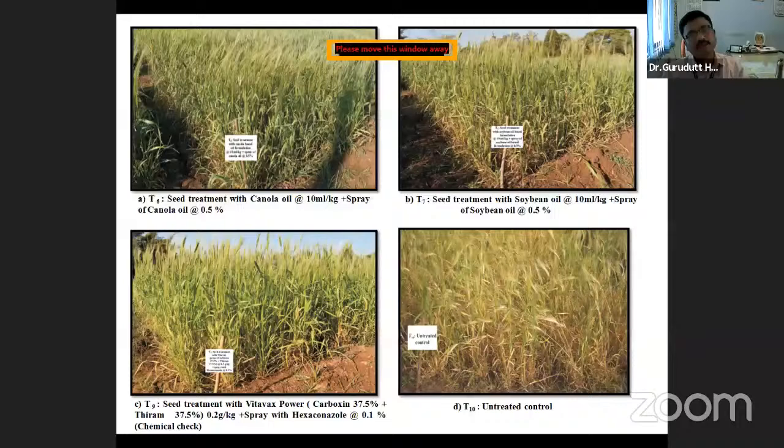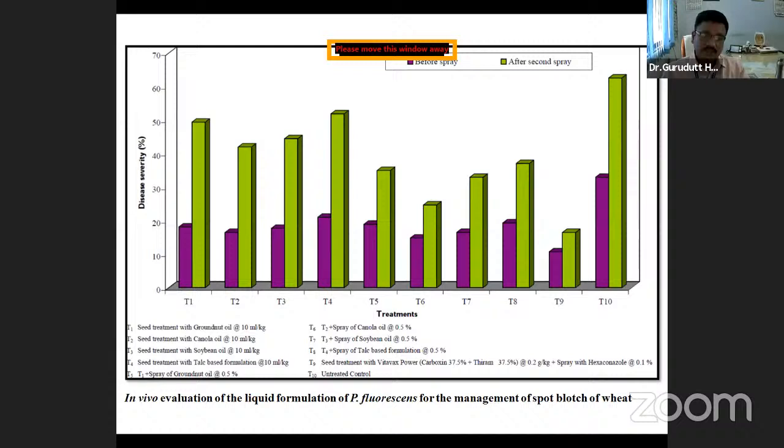And you can see T10 is the untreated control, and T1 to T7 are liquid-based formulations. T8 is again a talc-based formulation. T9 is seed treatment with Vitavax, that is chemical. Since it is a seed-borne disease, we went for a seed treatment as well as foliar application for further secondary spread. We can see the effect of these liquid formulations versus the untreated control. They're all on par with each other, indicating the scope of use of these liquid formulations in various other crops to manage the disease very successfully.